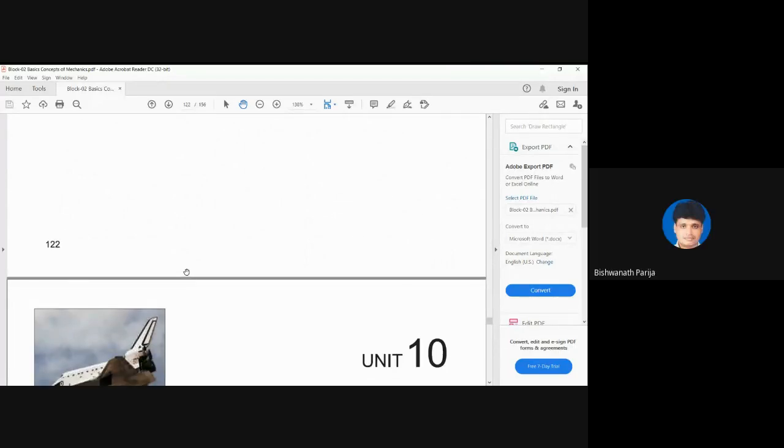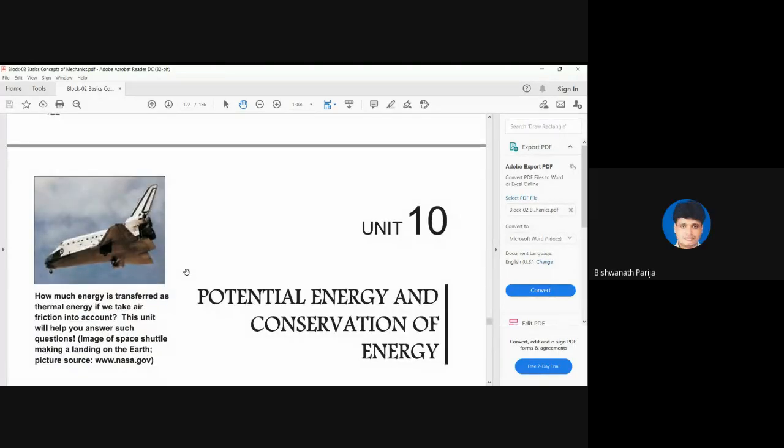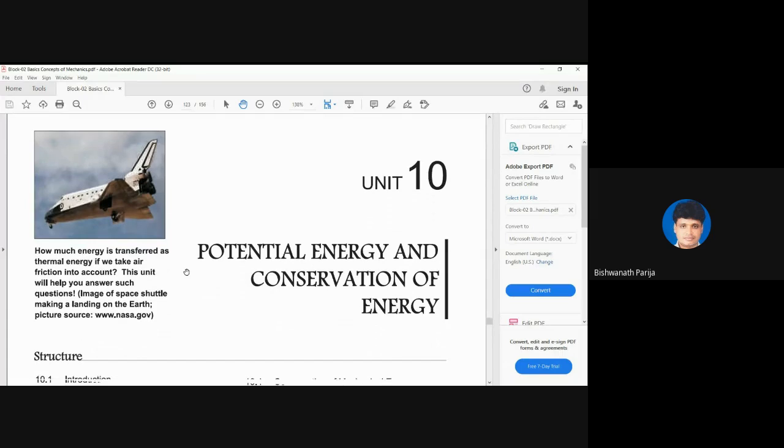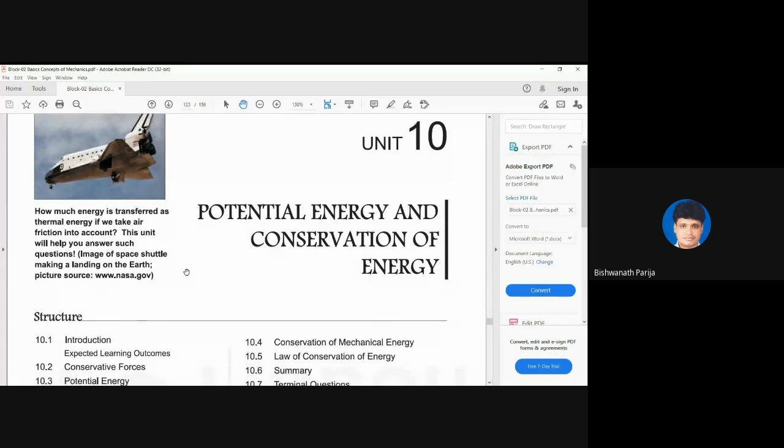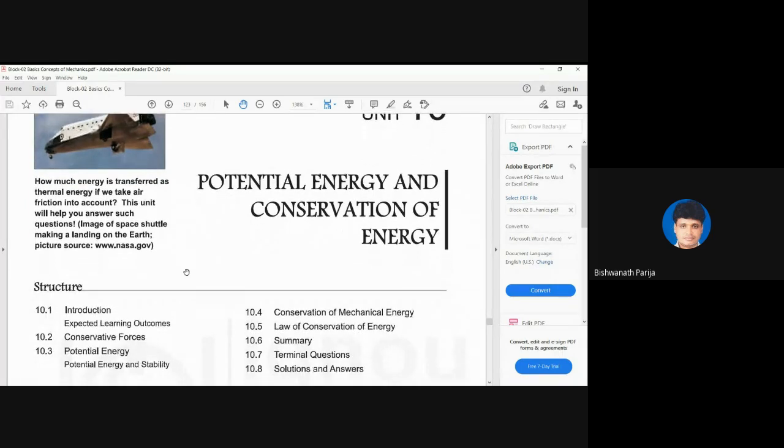Then your unit 10 is potential energy and the conservation of energy. Potential energy and the conservation of energy.